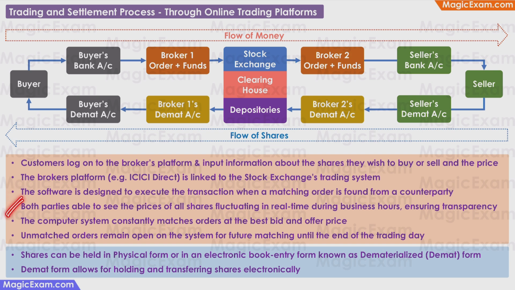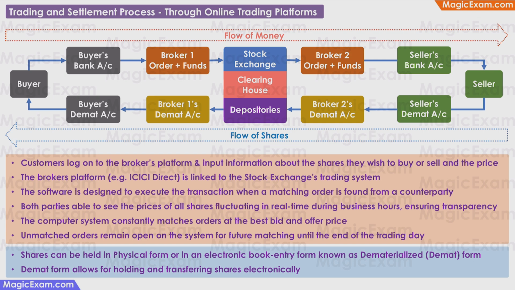Both the buyers and sellers can see the prices of all shares fluctuating in real time during trading hours. The system continuously matches buy and sell orders at the best possible bid and offer prices. So every time there is a match, the trade is executed instantly. Any unmatched orders will remain open in the system till the end of the trading day, before they either expire or are withdrawn.